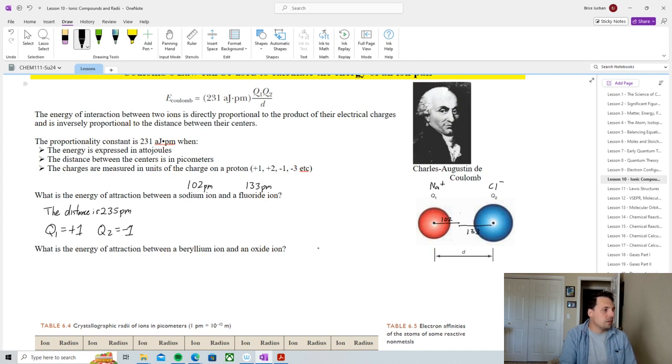And then all we need to do is use this equation. So the energy of attraction between sodium ion and fluoride ion is 231 picometers attojoules times positive 1 times negative 1 divided by 235 picometers.